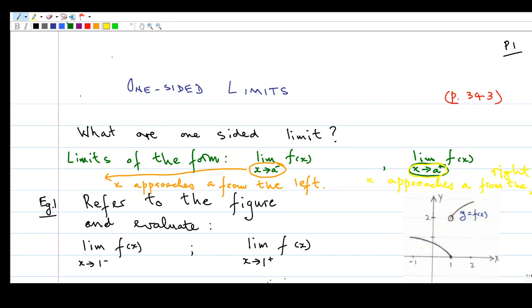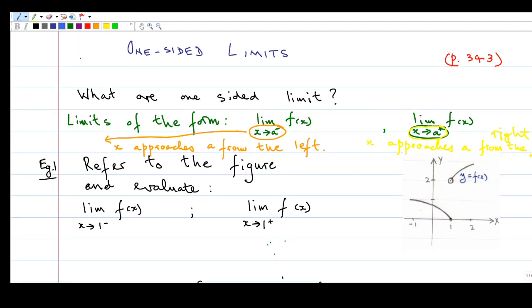Example 1. Refer to the figure and evaluate. Right, so the first one, the limit of f of x as x approaches 1 from the left. So you're approaching 1 from the left, and you can see what's happening to the output. See that the output is approaching 0. Your f of x is approaching 0. So the next one, the limit of f of x as x approaches 1 from the right. So as x is approaching 1 from the right, you can see that the output here is approaching 2.